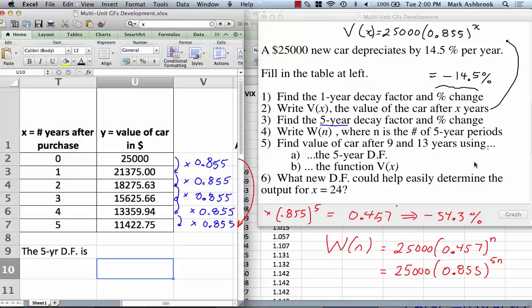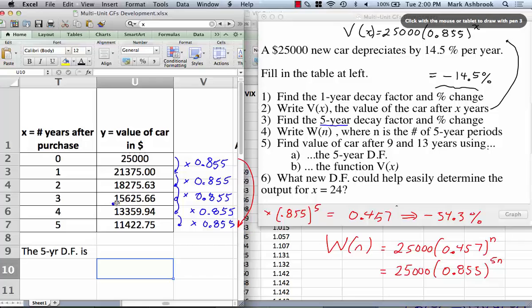Jaden? Could you use the third year of the V function? So the value at the third year, and then times it by 0.457 to the second power. Okay, so you want to look at the value of the car after 3 years and multiply it by the 5-year decay factor twice. What do you think?